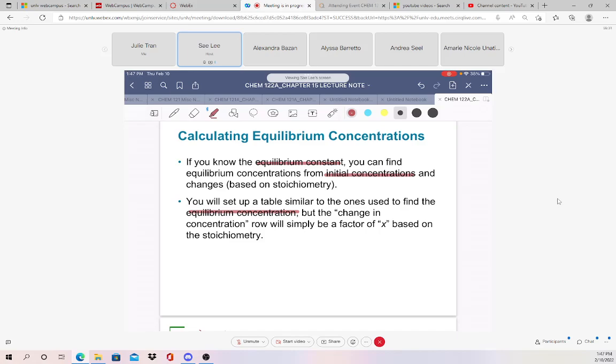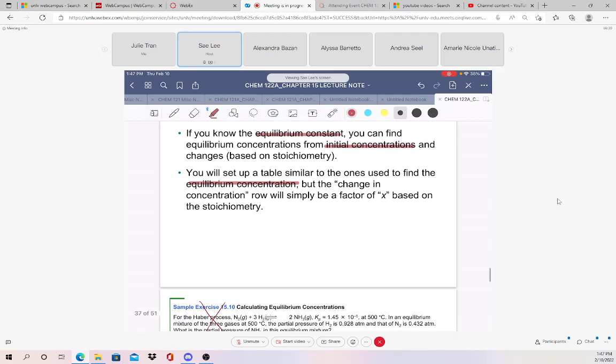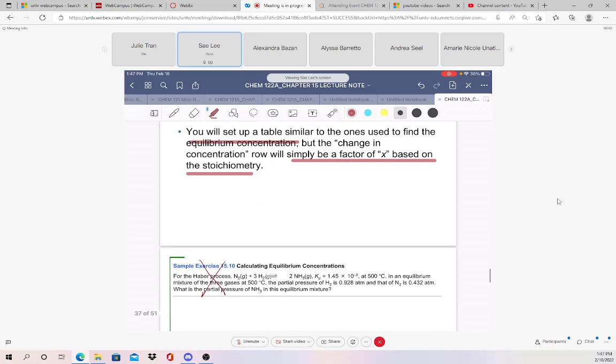Okay, so a similar approach to the previous problems is going to be used, and you always want to find the change in concentration. These changes in concentration will have the same coefficients as in the stoichiometry, or as the PowerPoint slide says, it will simply be a factor of x based on the stoichiometry. Okay, let's try the sample exercise.